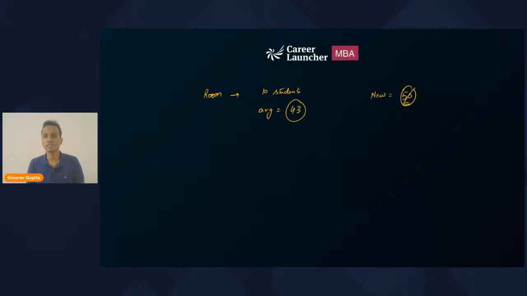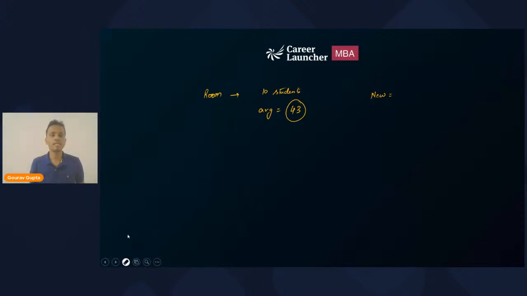Now, instead of 50, let's say the new student who has entered has a score of 30, which is less than 43, right? So if this new value is less than the original average, then the new average will be less than the original average. All right, fine. So this is one basic understanding of the direction in which the average will move. A general understanding.